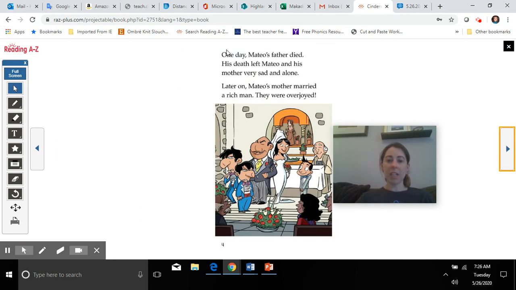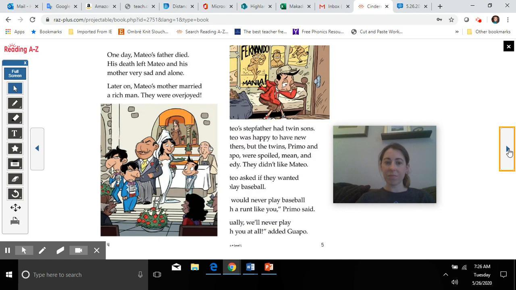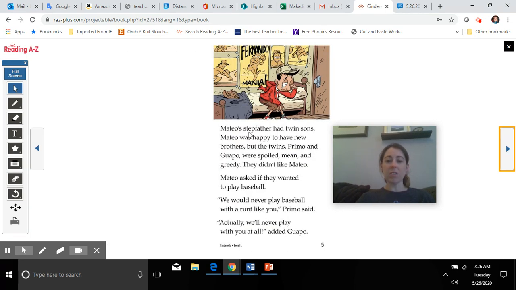One day, Matteo's father died. His death left Matteo and his mother very sad and alone. Later on, Matteo's mother married a rich man. They were overjoyed. Matteo's stepfather had twin sons. Matteo was happy to have new brothers, but the twins, Primo and Guapo, were spoiled, mean, and greedy.